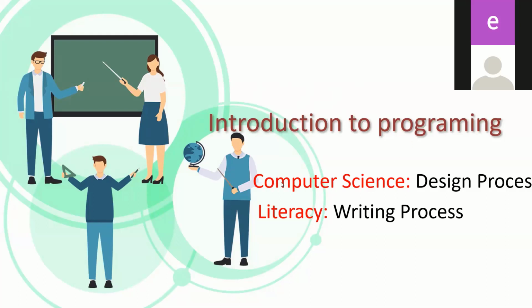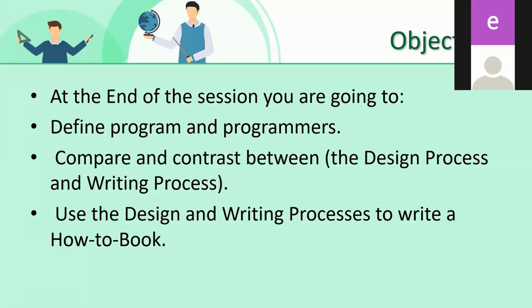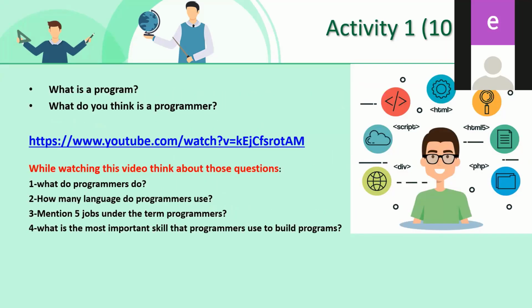It's integrating between computer science, the design process, and literacy writing process. Our session objectives: at the end of the session, you are going to define the difference between a program and a programmer, compare and contrast between the design process and writing process, and use the design and writing process to write a how-to book. The first activity will take 10 minutes.